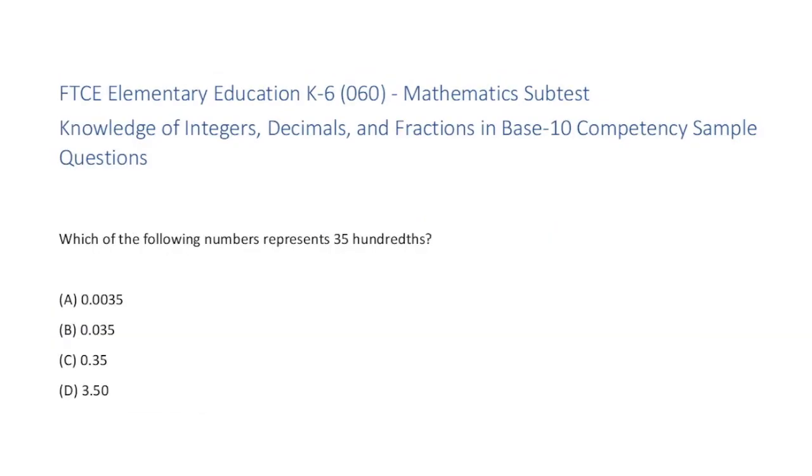Which of the following numbers represents 35 hundredths? A, 0.0035, B, 0.035, C, 0.35, or D, 3.50. Well, the term hundredths, notice it has the THS at the end. This tells us that we're looking for a place value that is smaller than a whole. Therefore, this number will appear to the right of the decimal point. The term hundredths refers to the place value 2 digits from the right of the decimal point. Therefore, 35 hundredths is equivalent to 0.35.